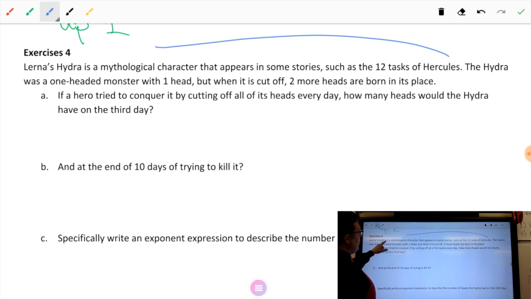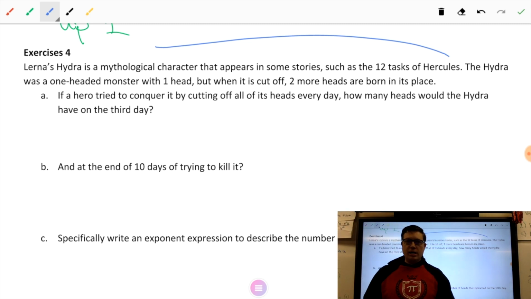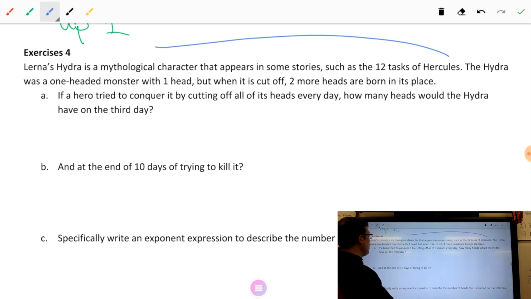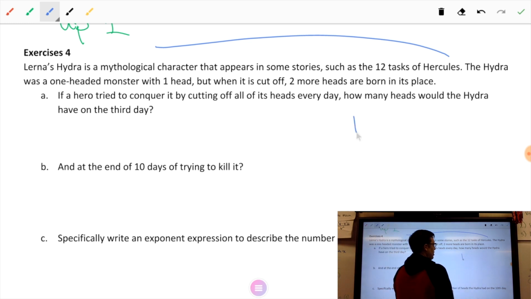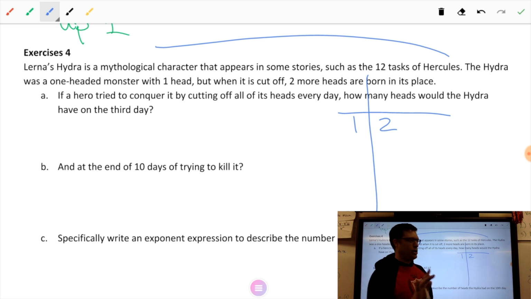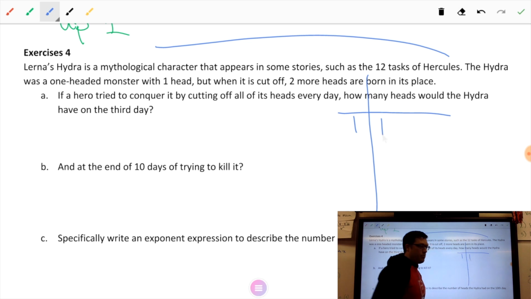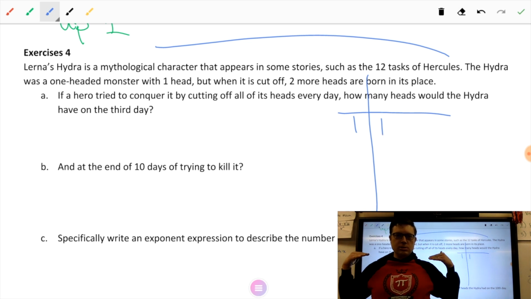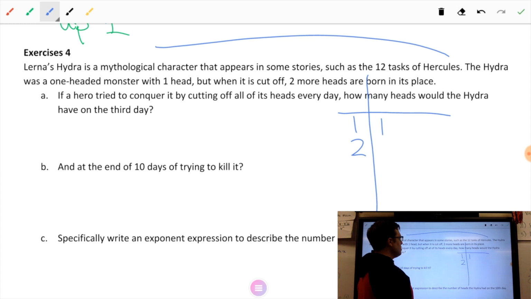So what I want to tell you is that we can model the process of the heads growing back by using an exponential function, because when one head is chopped off, two more grow back into its place. So let's presume the Hydra starts with one, like the first time that a sword cut happens. Then we get two. Back. I mean, starts with one, head chopped off. Then two more grow back in its place.